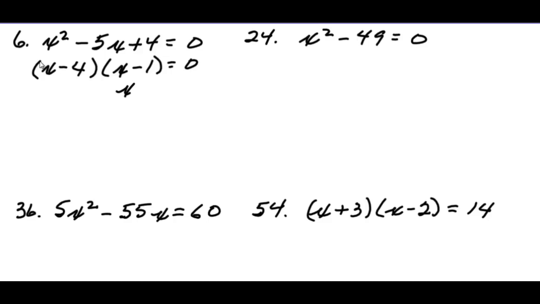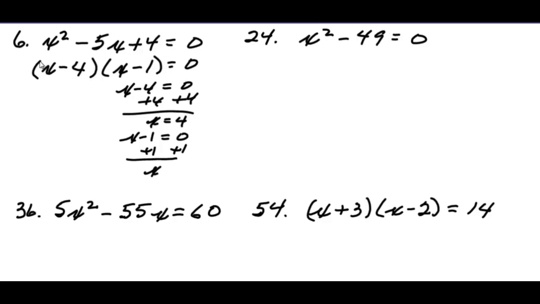When we get that equal to 0, now we set each of the binomials equal to 0. So x minus 4 equals 0. Adding 4 to both sides, what we get is x equals 4. Then we take our other binomial, x minus 1 equals 0. Adding 1 to both sides, we get our second solution, which is x equals 1.